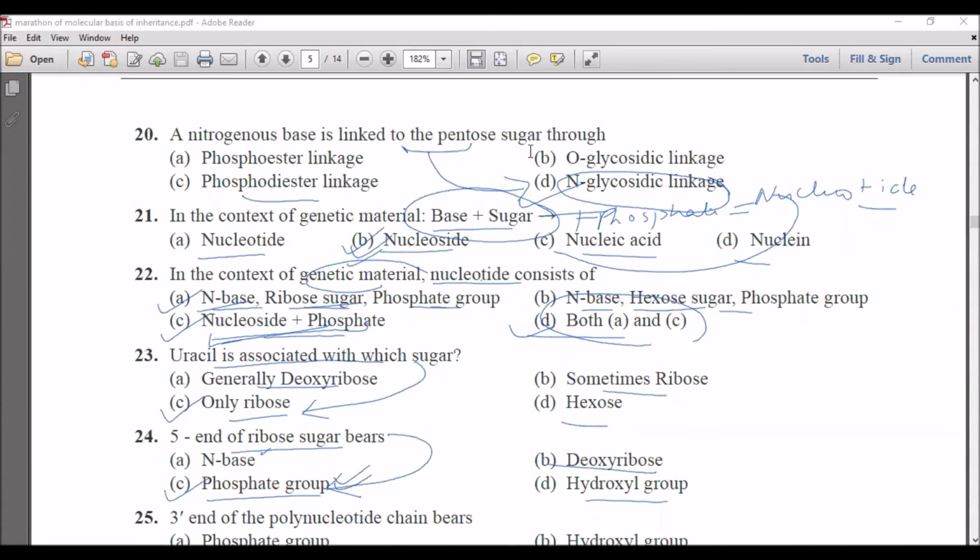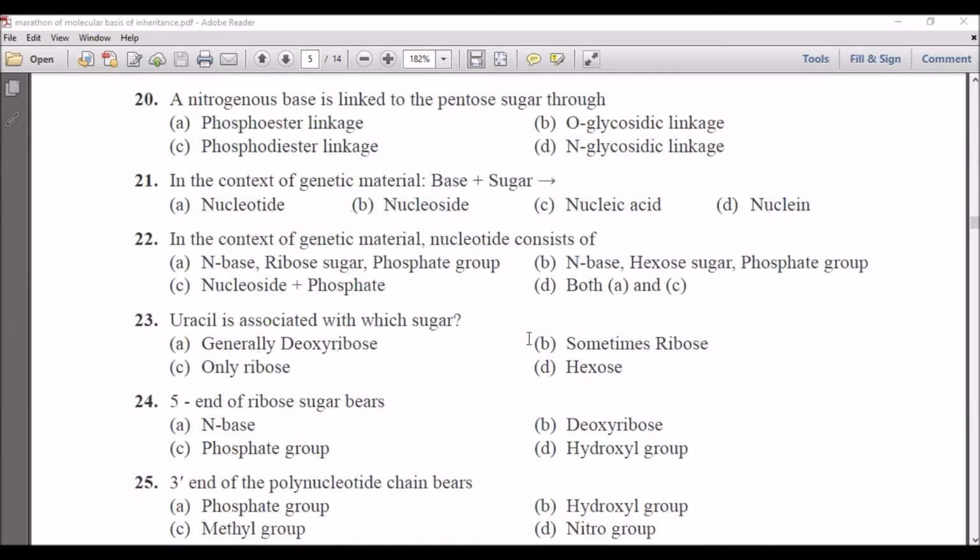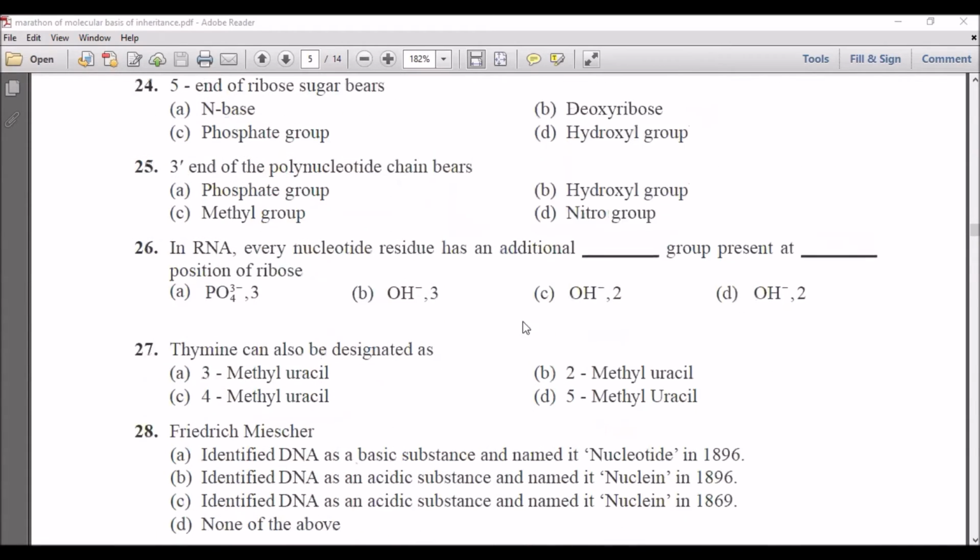Next question is, the 3' end of polynucleotide chain bears phosphate group, hydroxyl group, methyl group, and last is nitro group. Now we know that the 3' end of a polynucleotide chain bears the hydroxyl group. So B is the correct answer, because at the 3' end, there is always an OH group present.